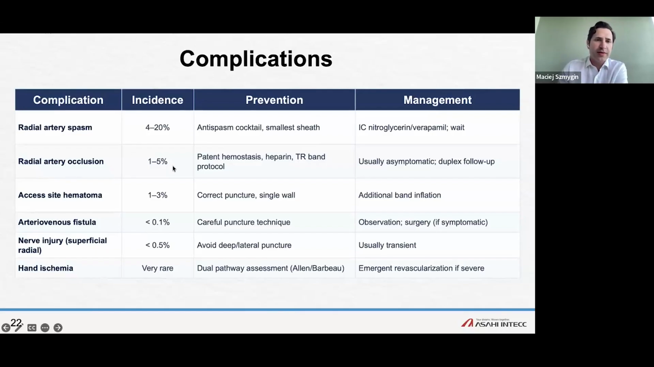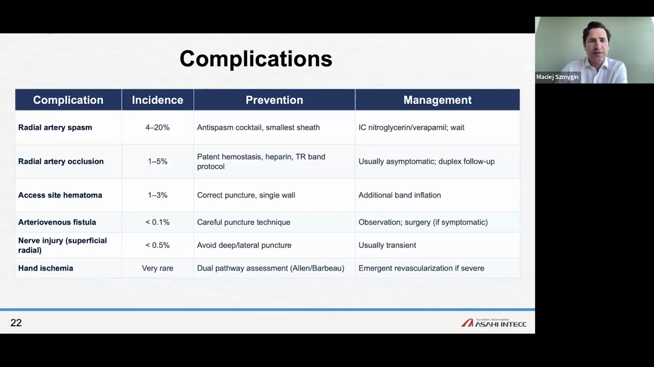Radial artery occlusion is something that occurs. In our experience, it occurs every now and then, but we never had a patient who has symptoms from this. That's why we always check if the patient has both arteries, ulnar and radial. So this has to be checked. It happens. The patients do not report any troubles. It's usually asymptomatic.